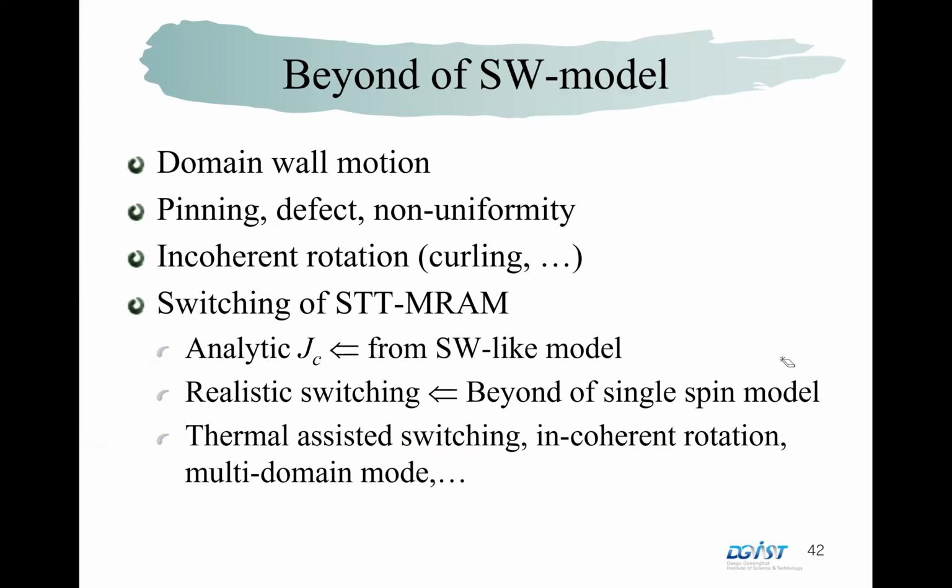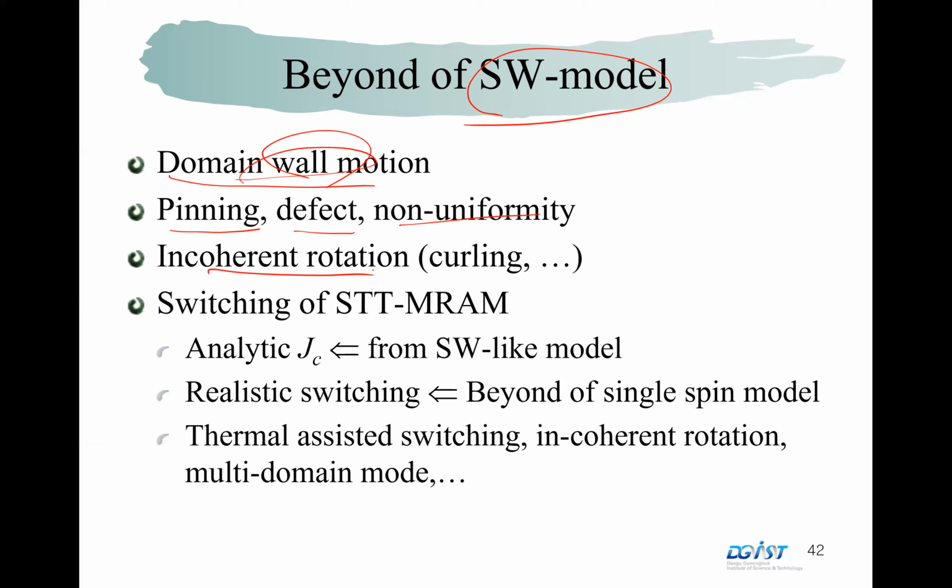Okay, so far we have learned about the Stoner-Wohlfarth model, in which we assume a single spin, or monospin, or macrospin. So there is no domain wall because we have only one domain. But in reality, domain wall motion is very important. In a real sample, the switching field is strongly dependent on domain wall motion, so we are going to learn about this. Also, pinning, defects, or non-uniformity of your sample play a very important role in determining the switching behavior, and incoherent rotation is also involved.